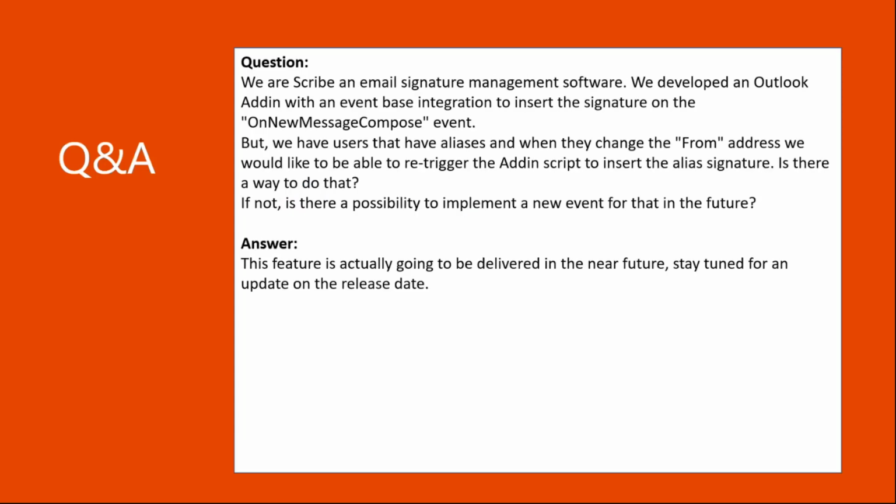Secondly, this was a question about an email signature management software called Scribe. They developed an Outlook add-in with event-based integration to insert the signature on a specific event, but they would like users that have aliases, when they change the from address, to re-trigger their add-in script to insert their signature, and they were just wondering if there's a way to do that. So there actually is a feature that will be delivered in the near future. We don't have an exact date or the exact roadmap we can provide you yet, but we will update you on that, so stay tuned.